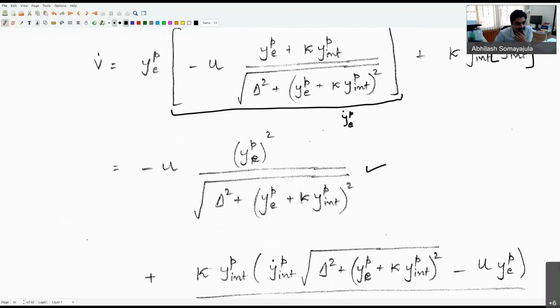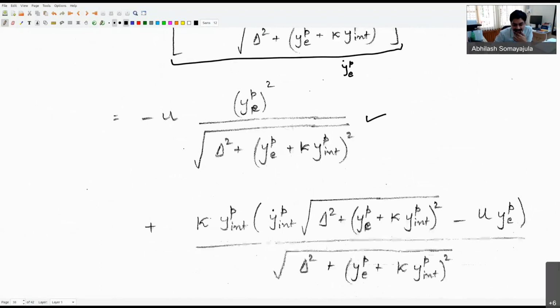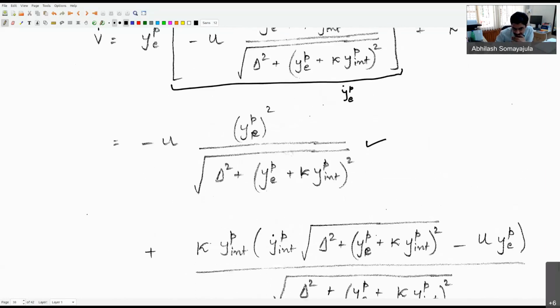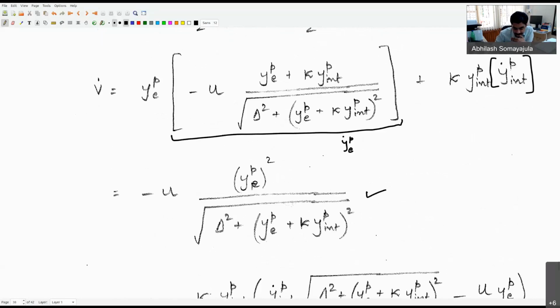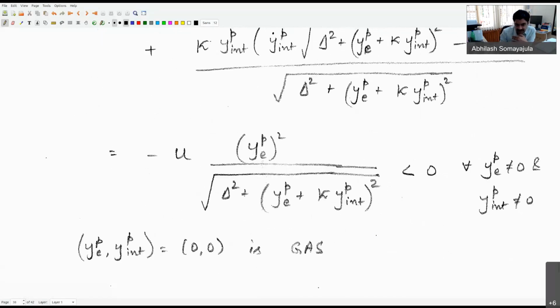Once this is what comes out, this is what it looks like. And you can see that this thing will always be positive, the numerator and the denominator will always be positive, and as long as u is positive, this entire value will be negative.